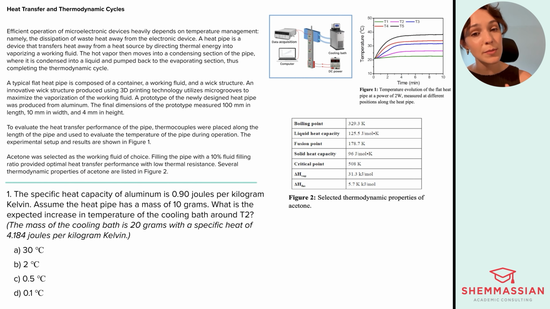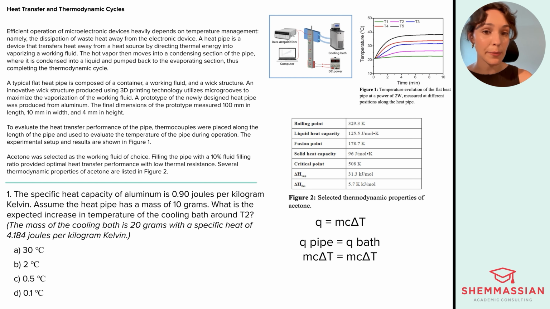So we can use the principle of energy conservation, which is a key MCAT topic, by the way. And because energy is conserved, the heat lost by the pipe should be equal to the heat gained by the cooling bath. So the two heat equations are going to be set equal to each other. And that means Q pipe equals Q bath, because both equations use the general equation for heat transfer, which is Q equals MC delta T. So by equating these expressions and then solving for the temperature change, or delta T, of the bath, we can find out how much the bath's temperature increases as it absorbs heat from the cooling pipe.